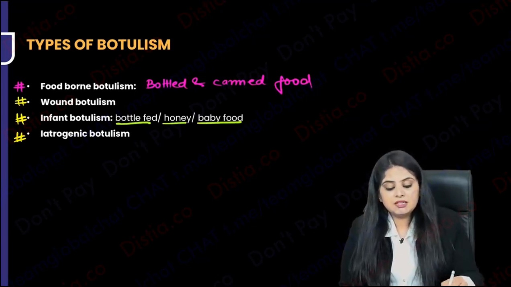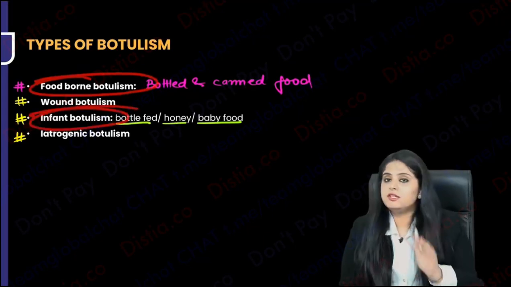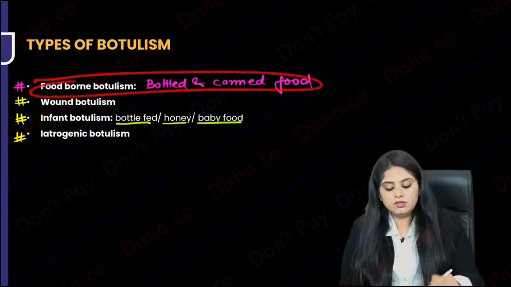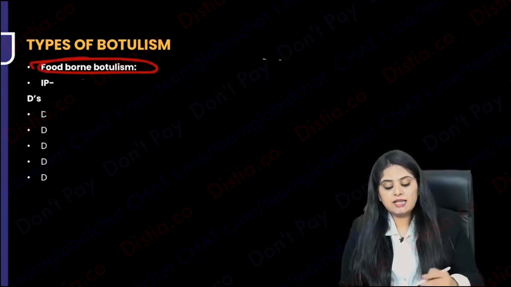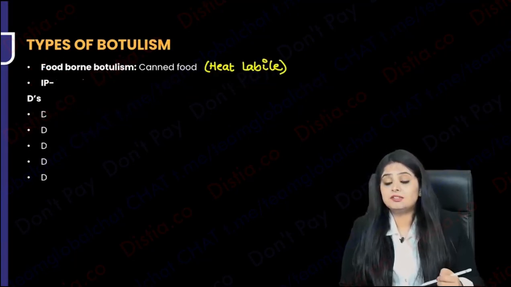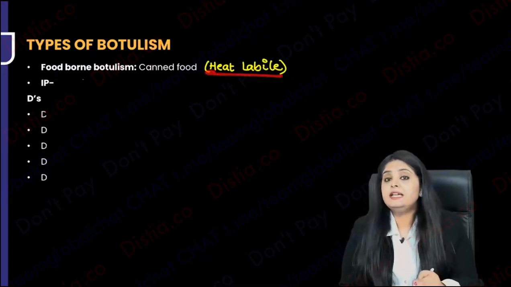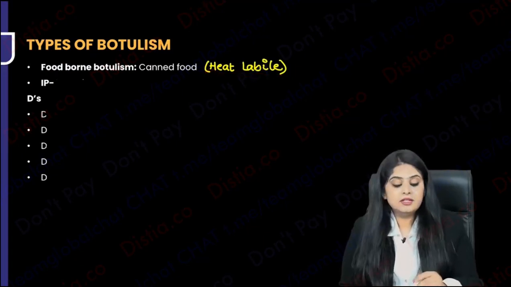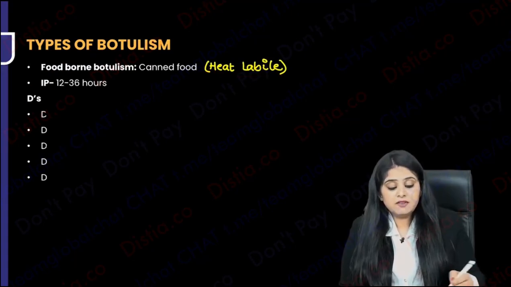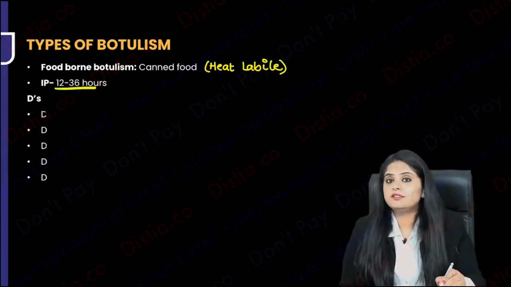First, my main concern is going to be between foodborne and infant. Questions come on these. So foodborne botulism means there is going to be bottled and canned food that is going to be very, very troublesome. And these are going to be heat labile toxins that we have. Also, the incubation period is very, very short. It is only 12 to 36 hours. So it's not much time after you consume the food.